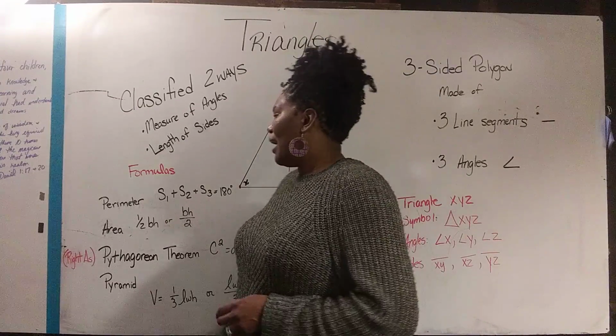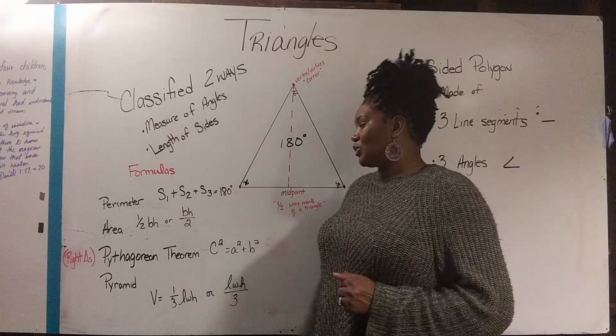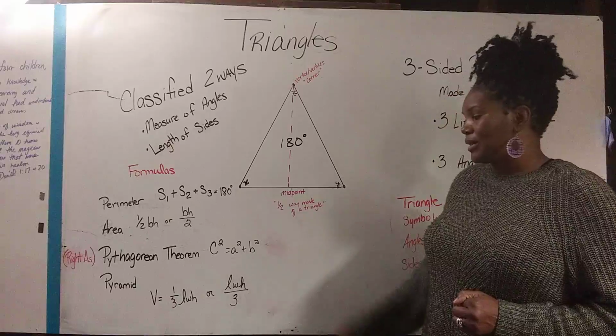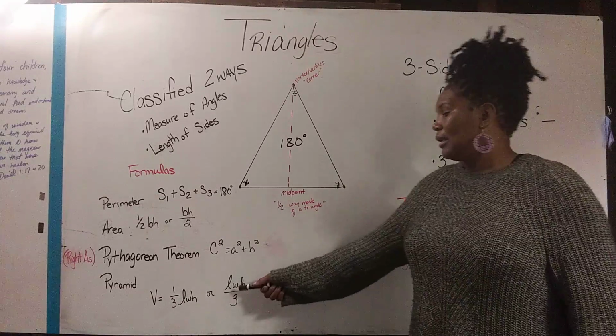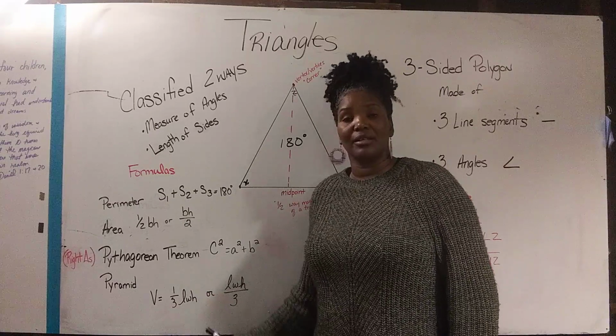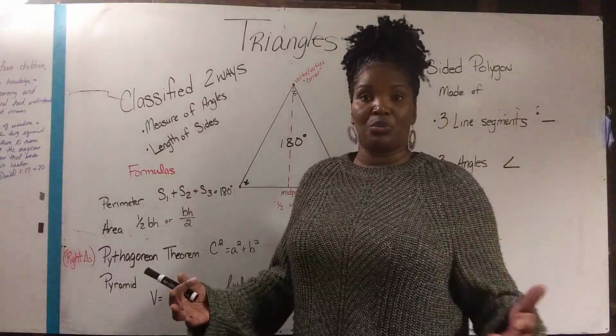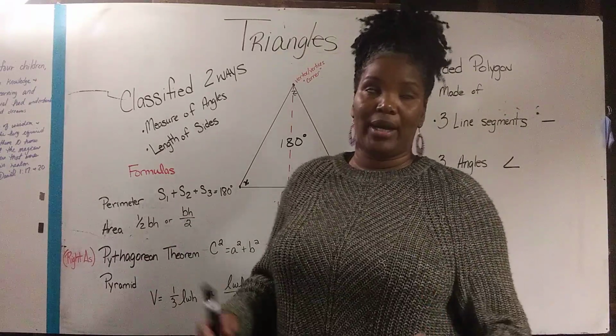Then you need to know how to find the formula for a pyramid. V equals 1/3 length times width times height, or length times width times height divided by 3. Again, it's the same formula, just written in 2 different ways.